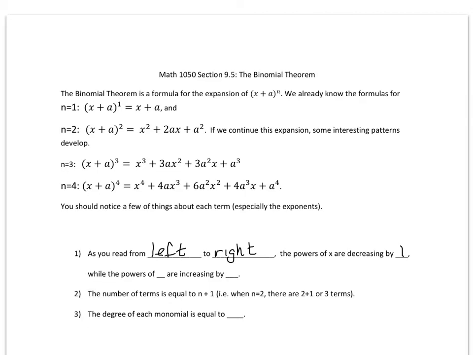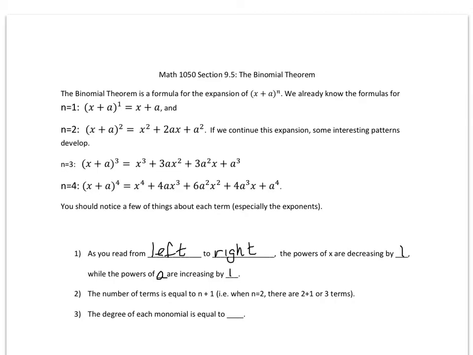Now, the powers of a are increasing by 1. So we start with 0, and then we have a to the first, a to the second, a cubed, a to the fourth. And again, a is almost always going to be a constant. It's going to be a number, okay? And we'll do some examples in just a second.